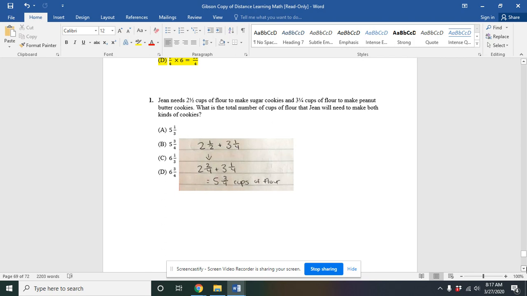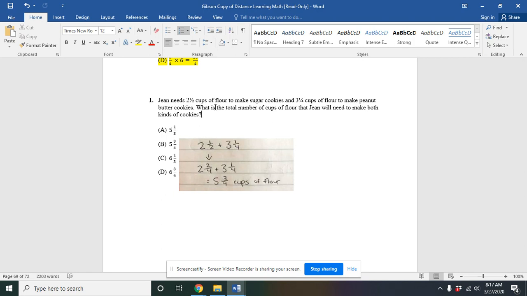Okay? So I want you to ask yourself, how do you know that this problem is not multiplication? Exactly. It is asking you the total number of cups. It is not asking you to find a fraction of a set or finding 2.5 cups of 3 and 1/4 cups. It's asking you to find the total number of cups, which means I need to add how many cups of flour she will need to make these types of cookies.